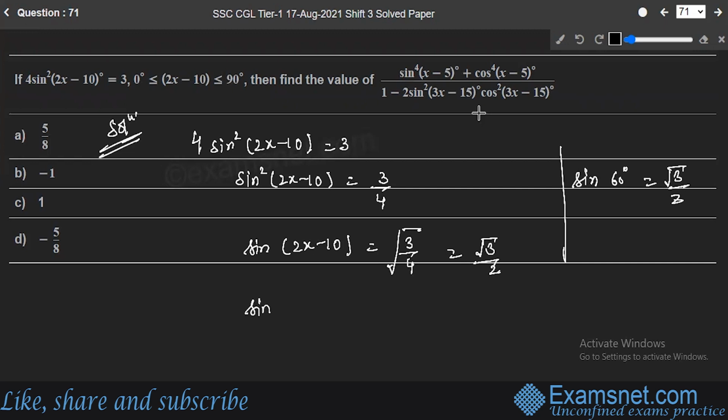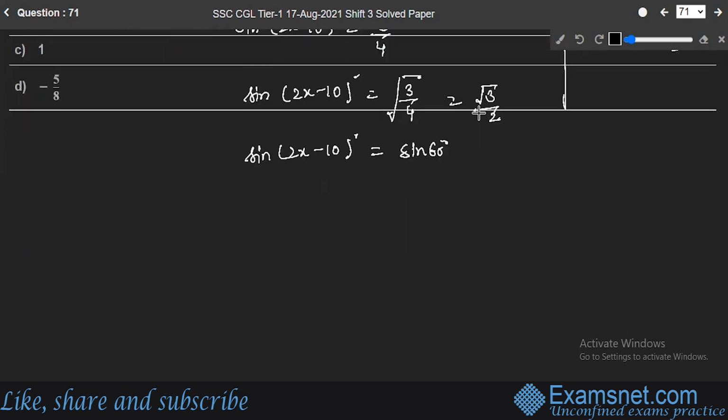So you have sine (2x minus 10) is equal to sine 60 degree. This is actually degree over here, right? So you have 2x minus 10 is equal to 60 degree. Solving this, you will have x is equal to 35, right?